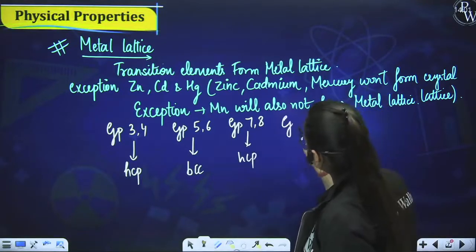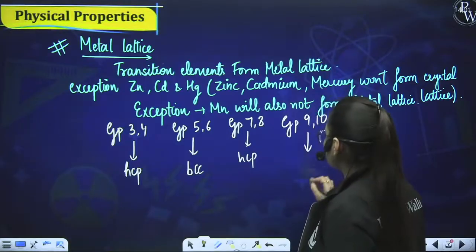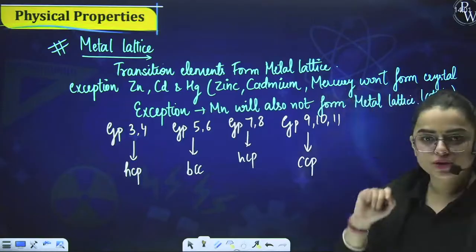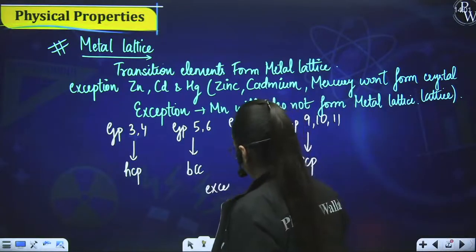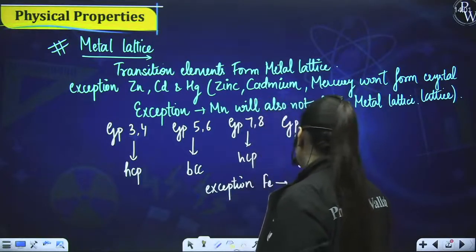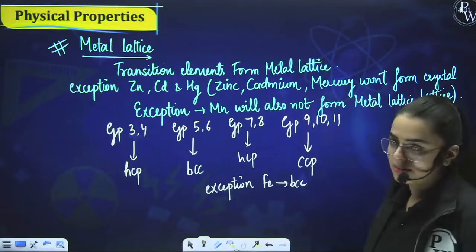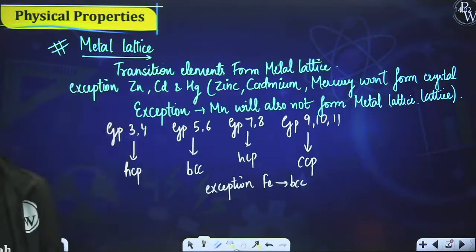And if I talk about group number 9, group number 10, group number 11, they shall show you CCP structure. See, group number 12 won't show any kind of structure, that I have already mentioned. Also, there is an exception of iron. Fe will show BCC structure. So basically there are two exceptions and also the group number 12 as an exception, right? Kindly write this property so that we can move on to our next part.